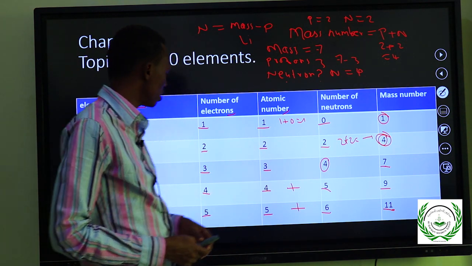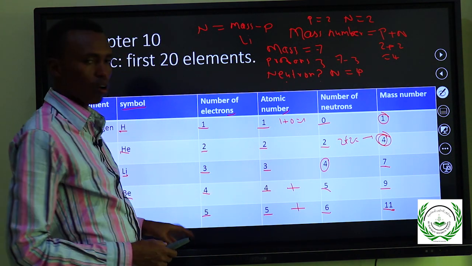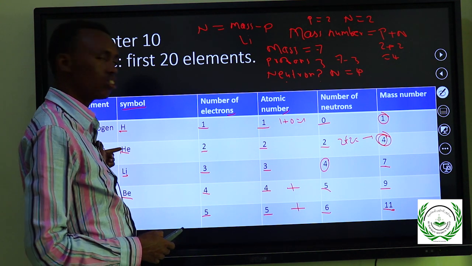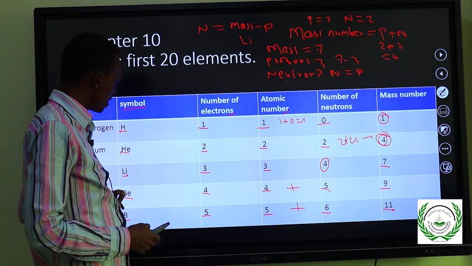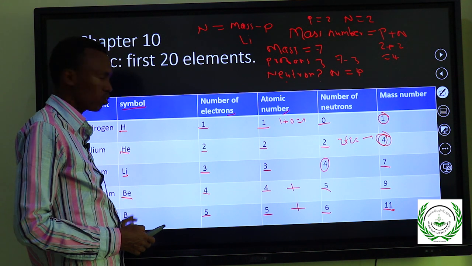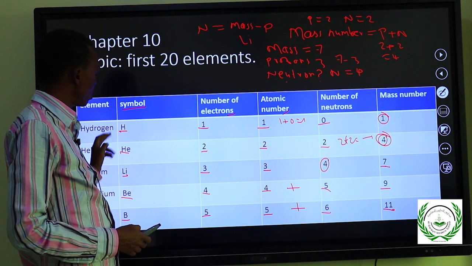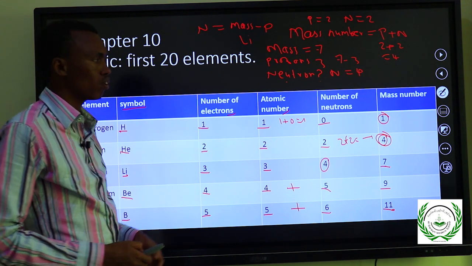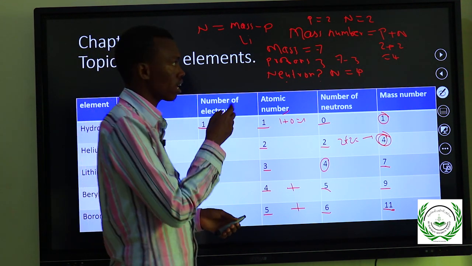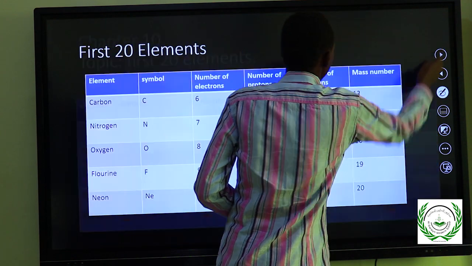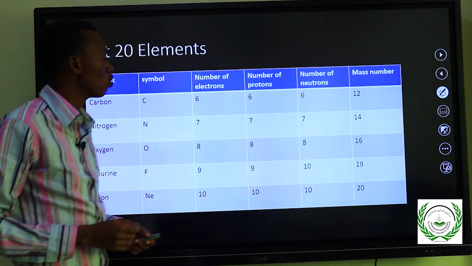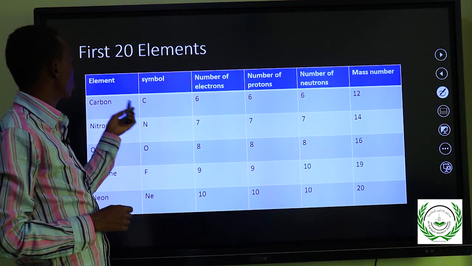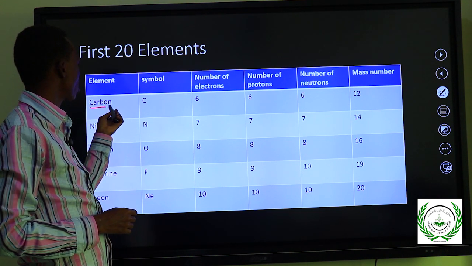Okay, and so the first five are H, He, Li, Be and B. They are hydrogen, helium, lithium, beryllium and boron. We have seen the number of electrons and neutrons of all of them. Okay, the next 5 elements, for example this one, is carbon.